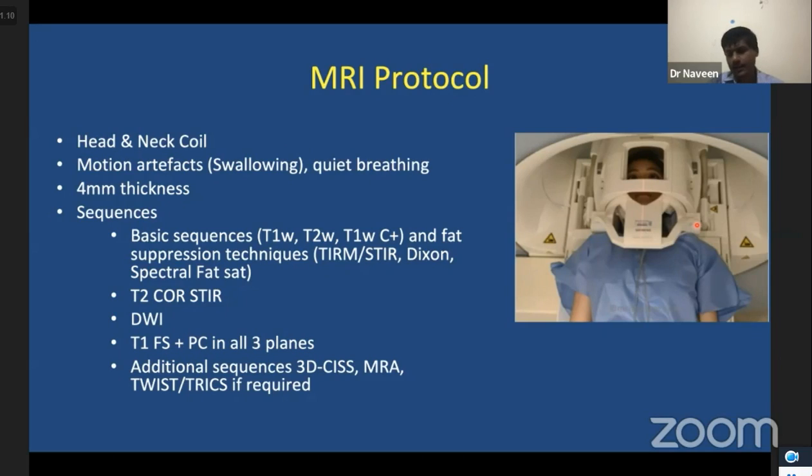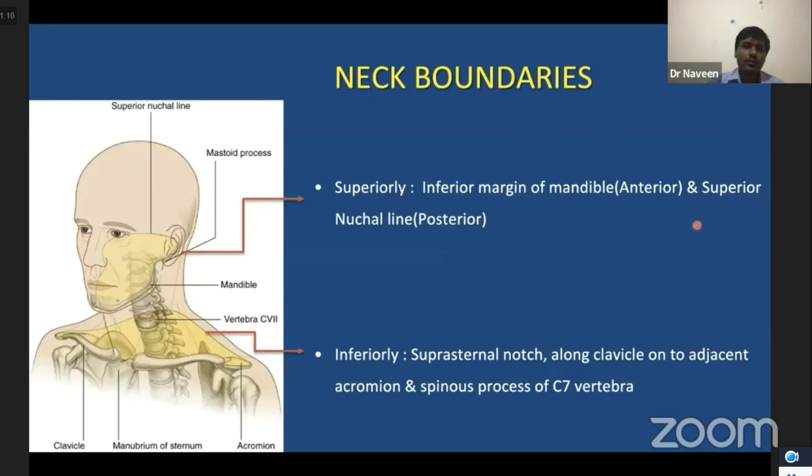However, if there is any head and neck cancer, then we have to image the entire neck to know the lymph nodal pathologies. First, to talk about the boundaries of the neck. The neck is a tube which connects the head to the thorax with a lot of vital structures like the aerodigestive tract compactly placed within it. Anteriorly, it extends from the inferior margin of the mandible. Posteriorly, it extends up to the skull base. Inferiorly, the margins are the suprasternal notch, the clavicle, acromion, and the C7 spinous process. These are the superior and inferior boundaries.